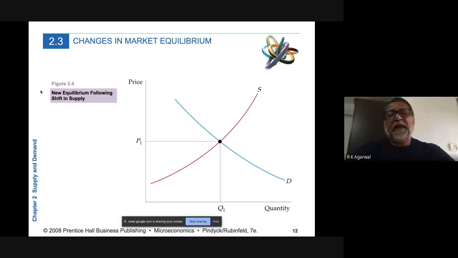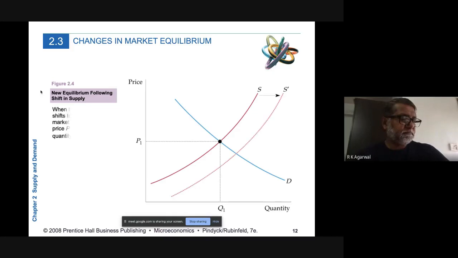When can the supply curve shift either to its right or to its left? When other factors change. Let us presume that input costs have fallen. Material has become cheaper. Wages have fallen because of surplus workers. So in that case, input costs have fallen and the supply curve will then shift to its right.